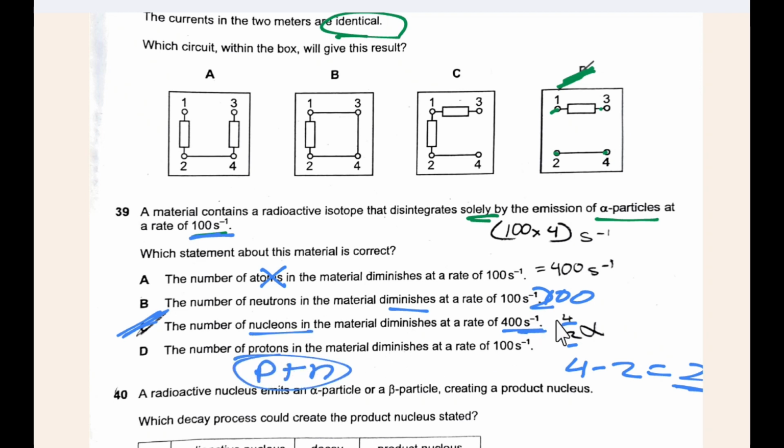So in total, the protons and neutrons, that is 4 protons and neutrons in each alpha particle. So 100 alpha particles contain 4 times 100, that is 400 protons and neutrons, that is 400 nucleons. So the answer is C. Then for option D, the number of protons in the material diminishes at 100 per second, so this is wrong because each alpha particle contains 2 protons, so the number of protons that diminishes would be 200, not 100.